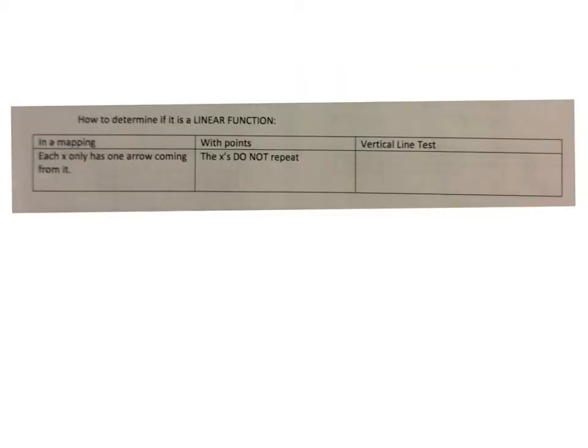Let's talk about how to determine if it's a linear function. Well, the first thing, and you see this on the final exam sometimes, is mapping. Remember what mapping means? Mapping means you have 2 sets of points like this, and this is what they show you. And you have your x values and you have your y values, and you're going to have arrows coming from them, like such, right? So in the mapping, each x only has one arrow coming from it.